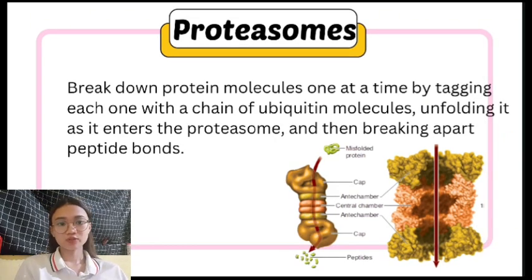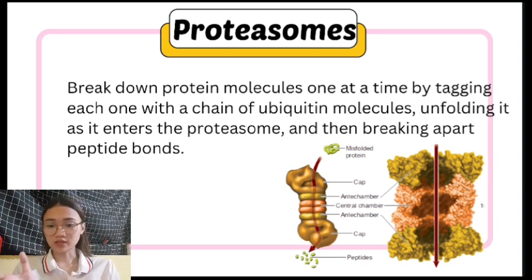So it breaks down the protein molecules one at a time by tagging each one with a chain of ubiquitin molecules, unfolding it as it enters the proteasome and then breaking apart peptide bonds. So, it is different from the lysosomes. Kung si lysosome ay nagdidigest ng maraming proteins nang sabay-sabay, ang proteasome naman ay binabasag yung protein isa-isa.